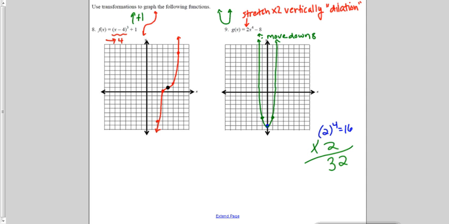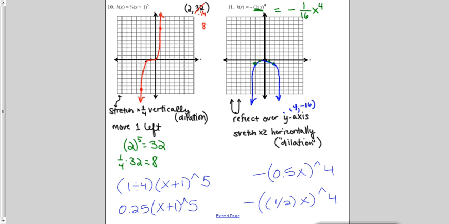On number 9, I had to stretch times 2 vertically because it was multiplied on the outside. X to the 4th told me I was my steep U shape, and the -8 moved me down 8. So the only points that really fit on my graph were from my anchor point right here. I had 0, 0, and then I went over 1 up 2 because I doubled vertically.